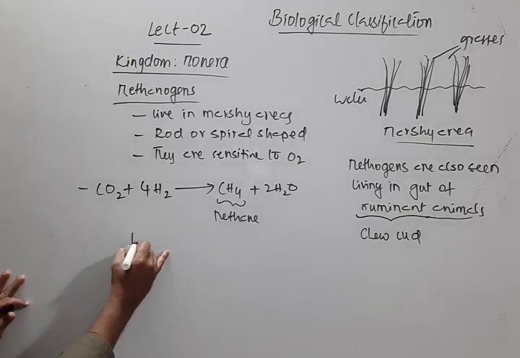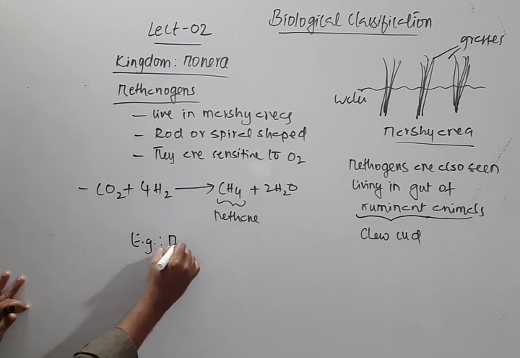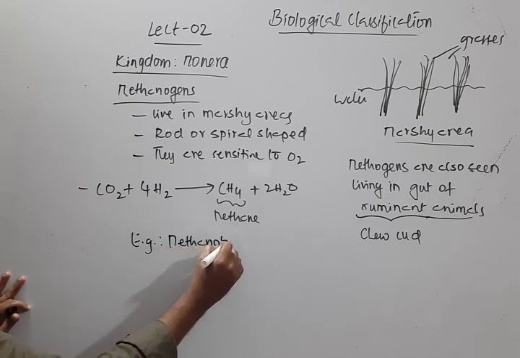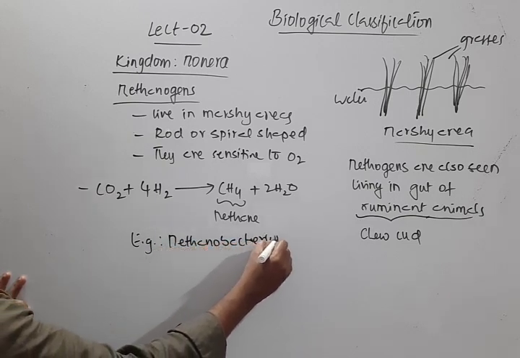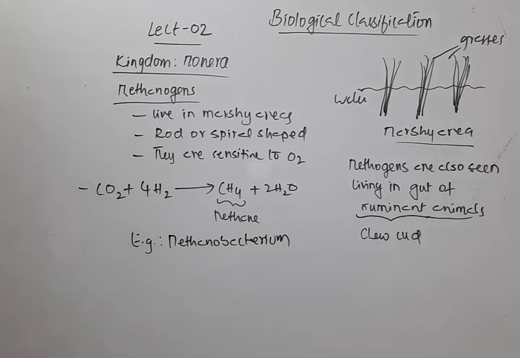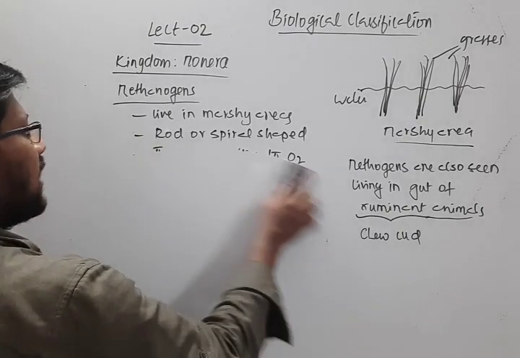So one example of this is Methanobacterium. Methanobacterium is an example for these methanogens. So that's all about the archaeobacteria, which includes thermoacidophiles, halophiles, and then methanogens. Now let's see about eubacteria.